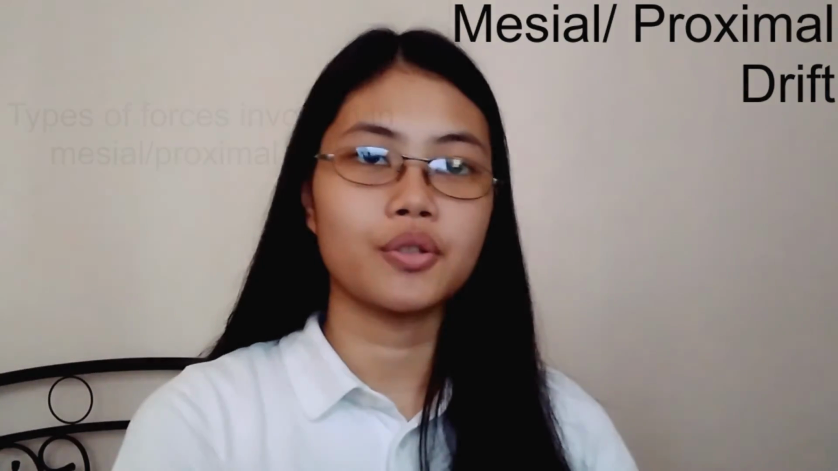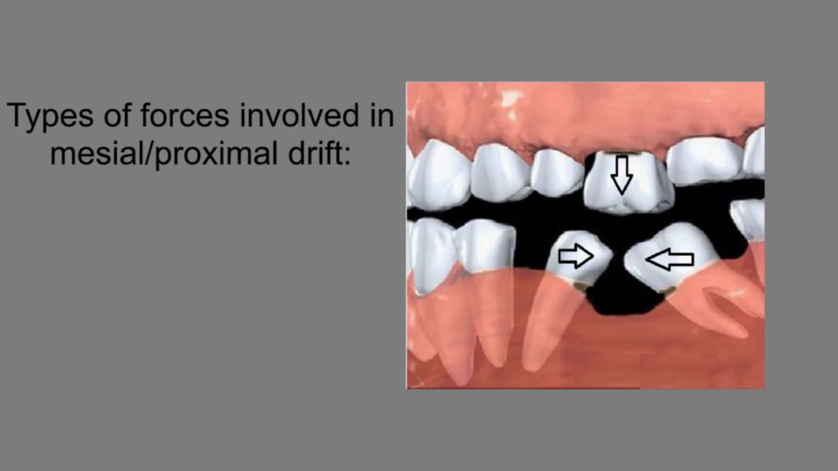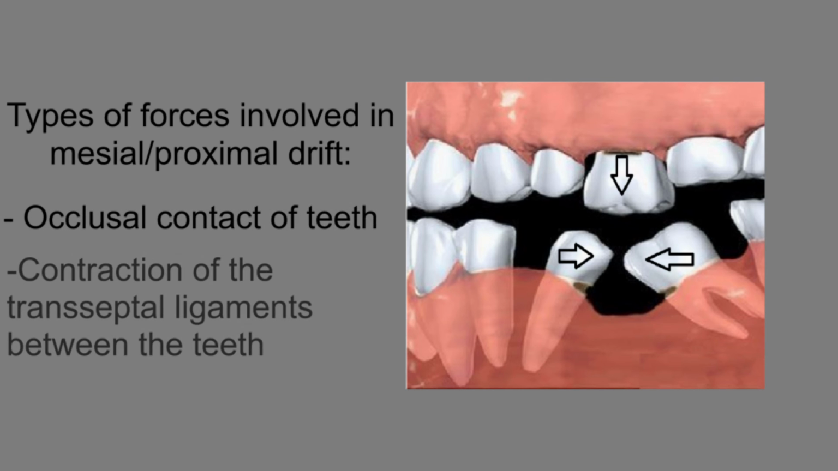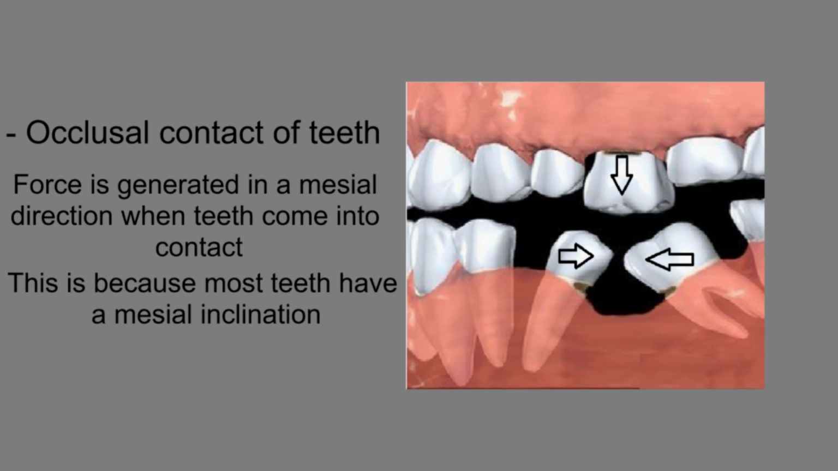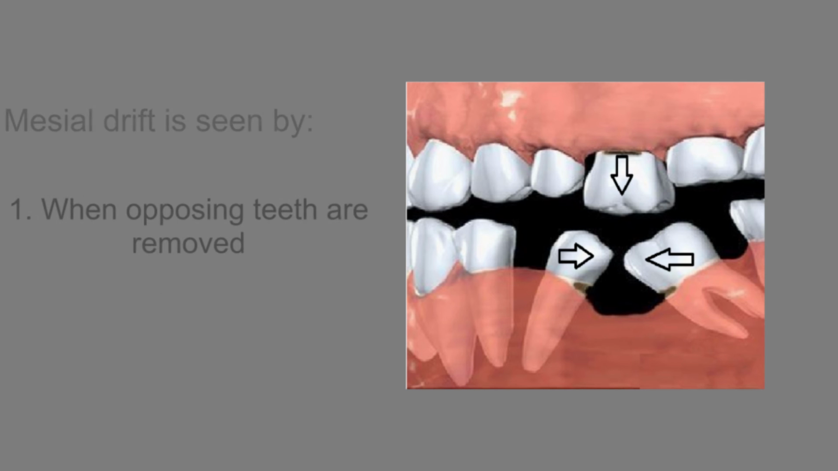Mesial or proximal drift involves a combination of two distinct forces resulting from occlusal contact of teeth and the contraction of the transeptal ligaments between the teeth. When the jaws are clenched, bringing teeth into contact, force is generated in a mesial direction as a summation of cuspal planes, as many teeth have a mesial inclination. This can be shown in a number of different ways.